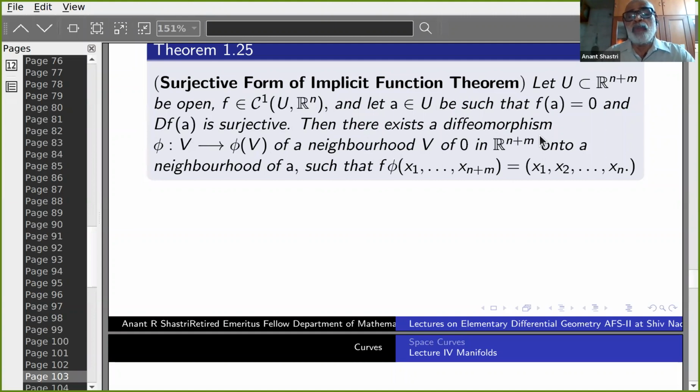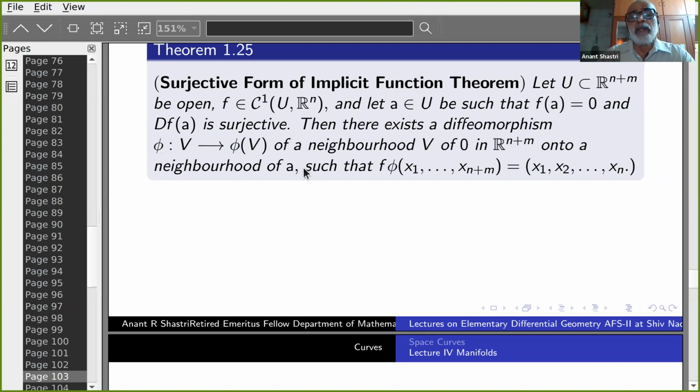Then there exists a diffeomorphism phi from V, where V is a neighborhood of 0 inside R^(n+m), onto a neighborhood of A. So everything is happening now inside R^(n+m). From 0 to A I am going. I am picking up a neighborhood V of 0. Then phi of V will be a neighborhood of A. Okay.